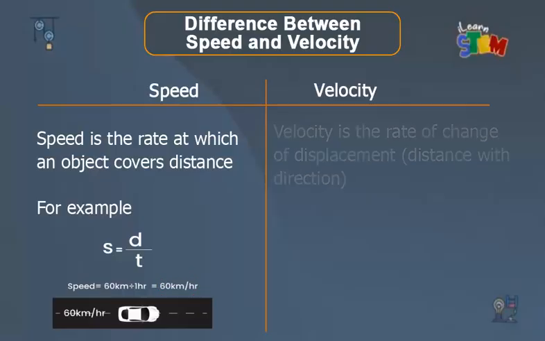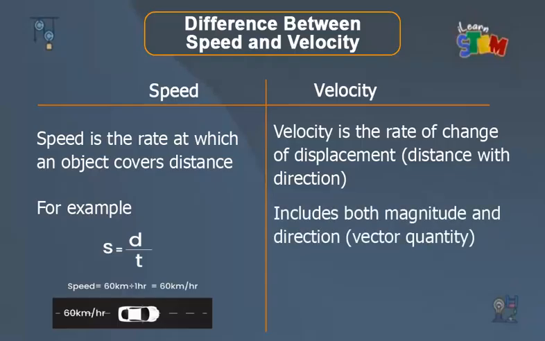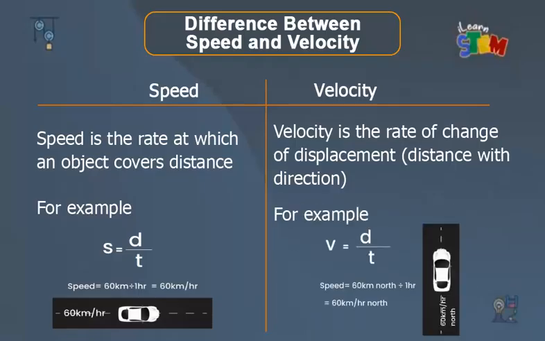On the other hand, velocity is the rate of change of displacement. Displacement refers to the shortest distance between the starting point and the ending point, along with its direction. Velocity is a vector quantity, which means it includes both magnitude and direction. The formula for velocity is velocity equals displacement divided by time. For example, if a car travels 60 kilometers north in 1 hour, its velocity is 60 kilometers per hour north. It's not too difficult.